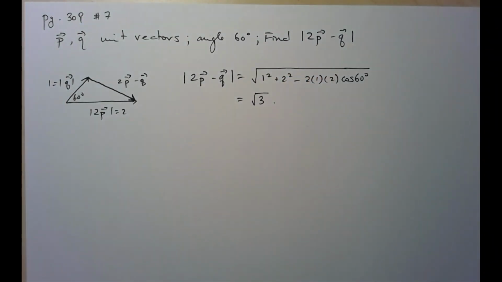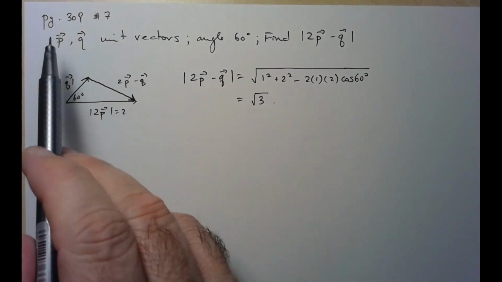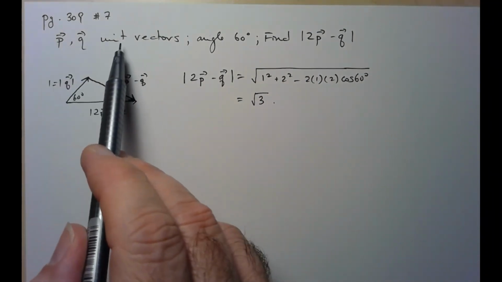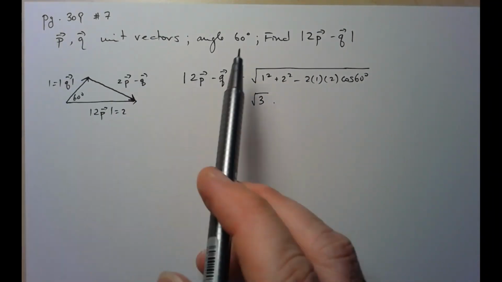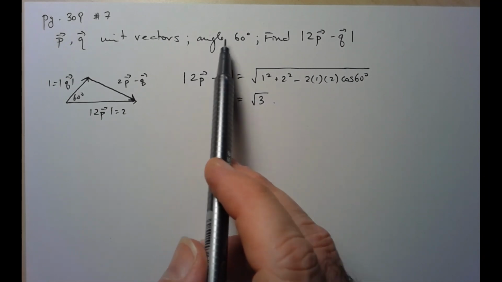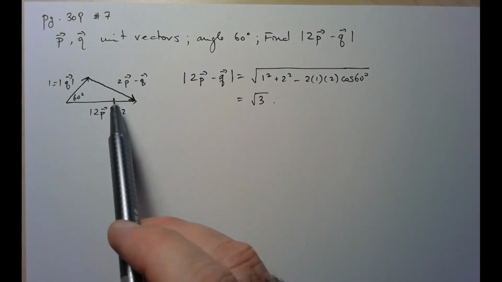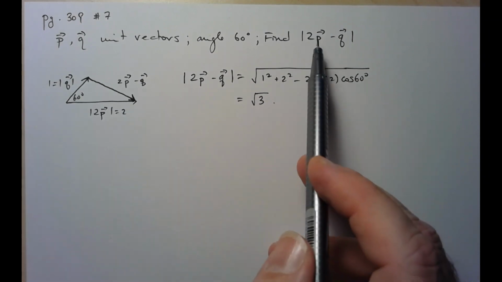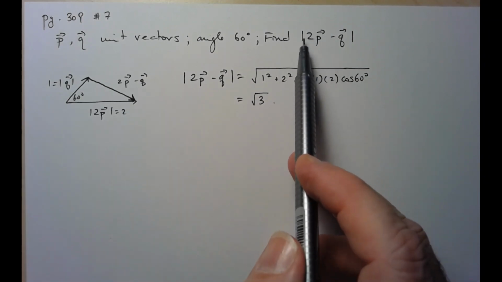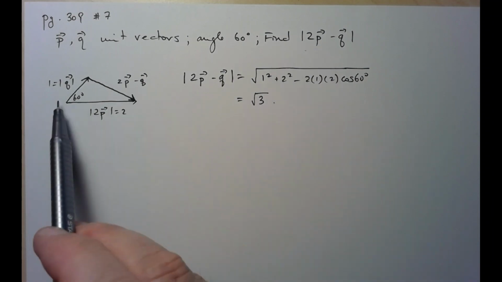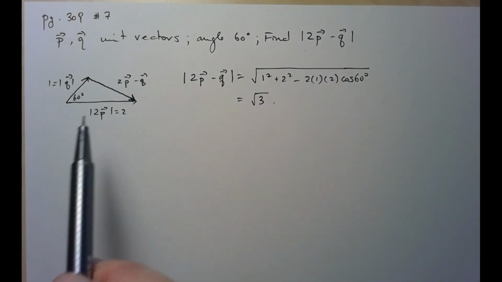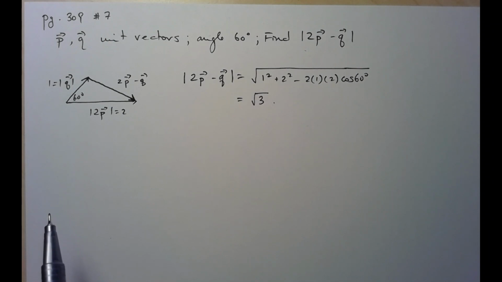So let's just quickly recap. Step number 1 was to identify these as having magnitude 1 because we're told that they're unit vectors. Step 2 is to identify that the angle between them is when they're placed tail to tail. Okay, then we had to realize that multiplying vector P by 2 does not change its direction. It just increases its length by a factor of 2.